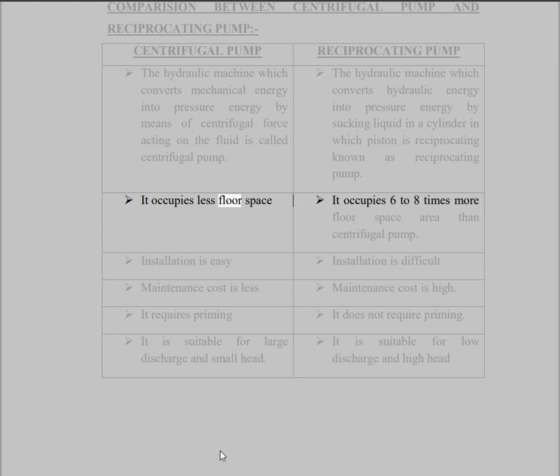Centrifugal pump occupies less floor space. Reciprocating pump occupies 6 to 8 times more floor space area than a centrifugal pump. Installation is easy for the centrifugal pump, and difficult for the reciprocating pump. Maintenance cost is less for the centrifugal pump, and high for the reciprocating pump. The centrifugal pump requires priming, while the reciprocating pump does not require priming. The centrifugal pump is suitable for large discharge and small head. The reciprocating pump is suitable for low discharge and high head.